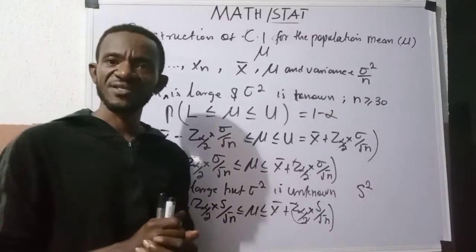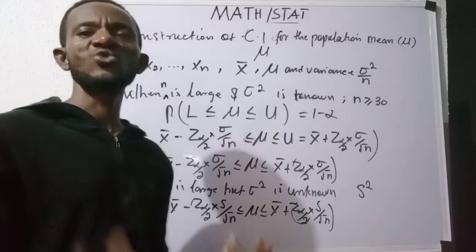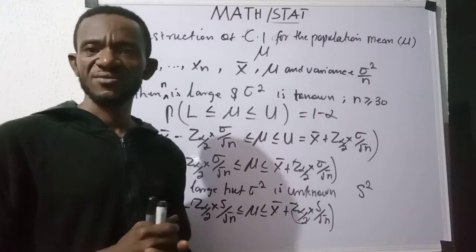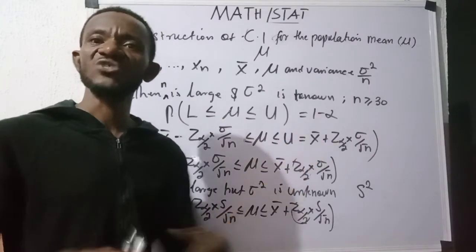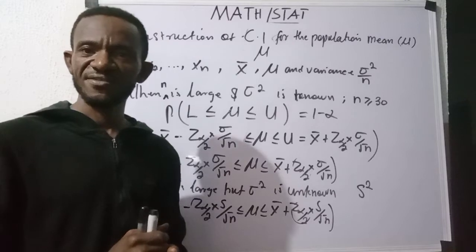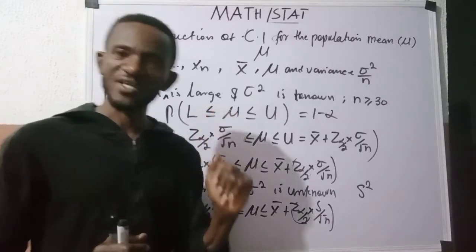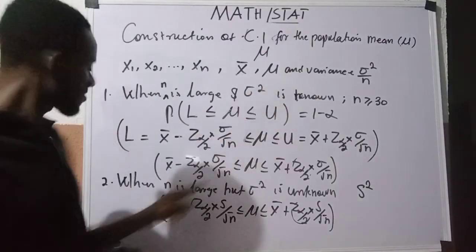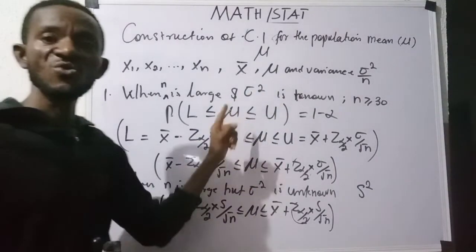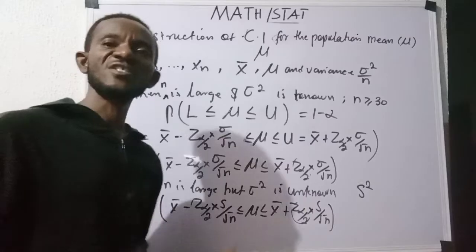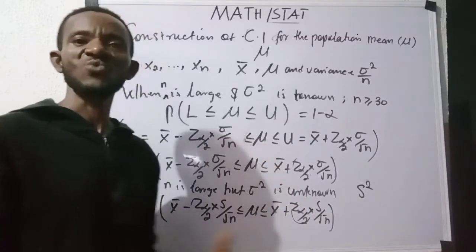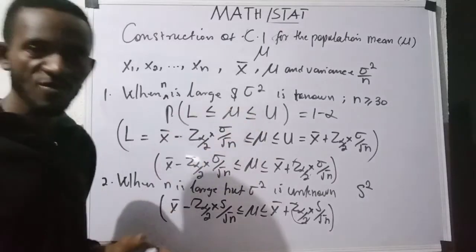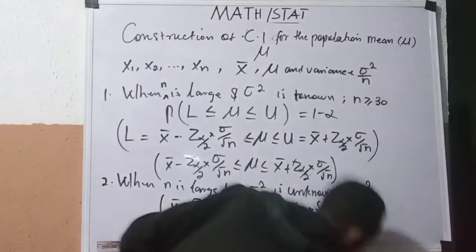But what are we now going to do when our n is small and sigma squared is still unknown? So we have three conditions here. When n is large and sigma squared is known, when n is large and sigma squared is unknown. Now, what if n is small and sigma squared is unknown? What is going to be the value of L and the value of U? Let me show you.